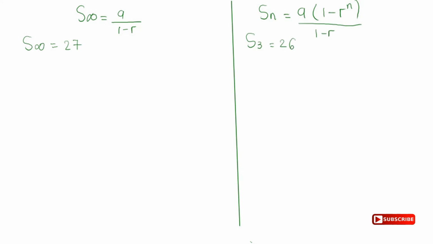So we're going to substitute these values. It's going to be 27, which is equal to a. We don't know what our a is, and we also don't know what our r is. We're going to leave the equation like that. Let's look at the next equation.